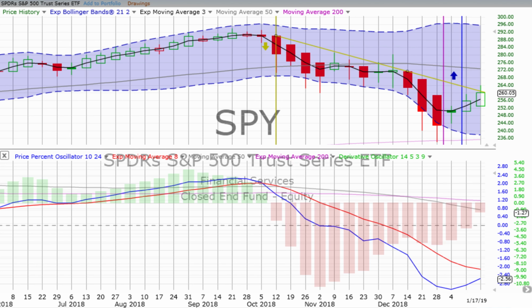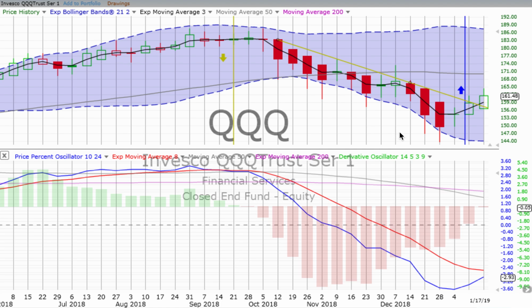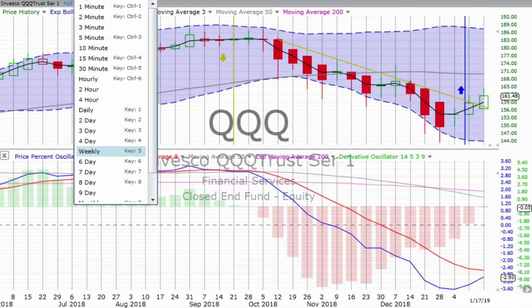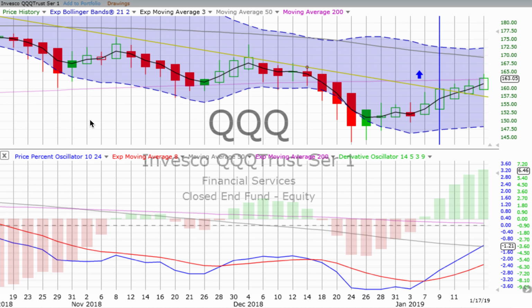Now let's go to Q. Start on the weekly chart. Up 0.79%. Again, green up candle. Derivative oscillator's getting close to going green. Maybe that'll happen by the end of the week. But the real thing, the price percent oscillator, doesn't look like it's probably going to cross over at the end of the week unless it's a boom day on Friday. Green up candle, wick on top.